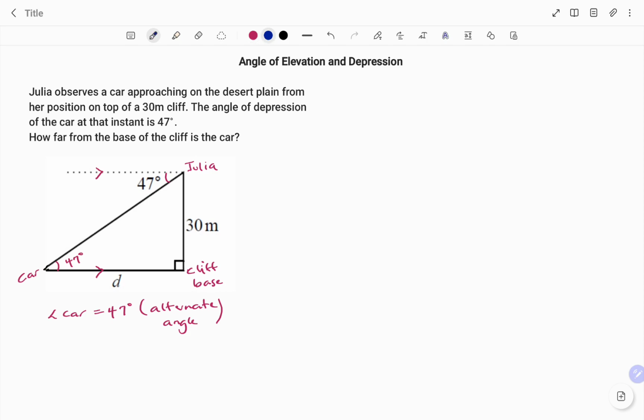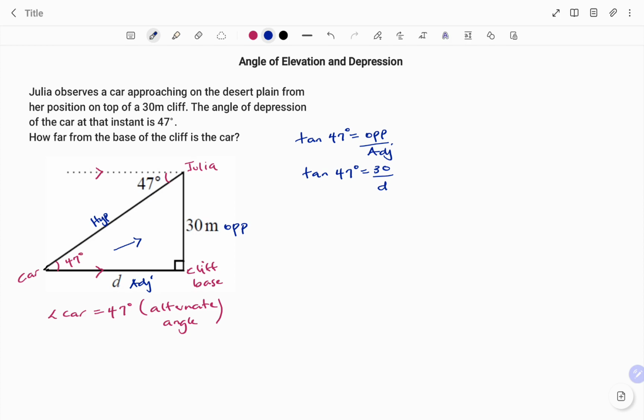Tagging all the sides of the right angle triangle, we have the side facing our angle to be our opposite. The longest side is our hypotenuse, and the third side is our adjacent. The trig ratio we're going to use will be tan, such that we have tan 47 degrees equal to opposite over adjacent. Tan 47 degrees equals the opposite side, that's 30, over the adjacent, that is the distance of the car from the base of the cliff, given as d.